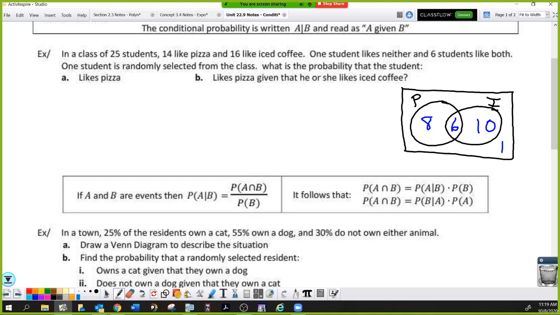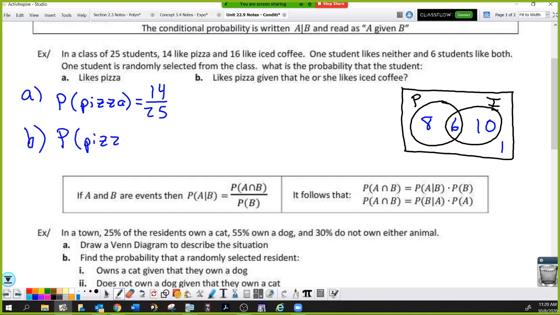Cool. A. What is the probability that a randomly selected student likes pizza? Okay. This is probability of pizza. Well, that one's easy. That's 14 out of 25. Right? It's 14 out of 25. Don't overthink it. That one's simple. But part B, what is the probability that they like pizza given that they like iced coffee? So it's probability of pizza given iced coffee.